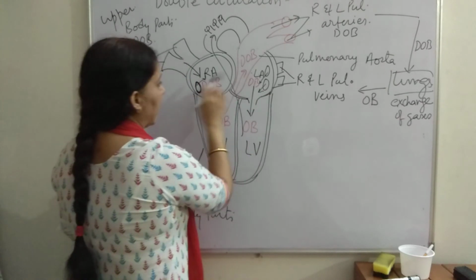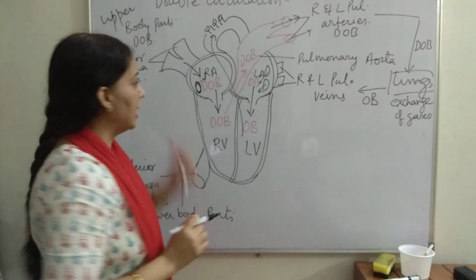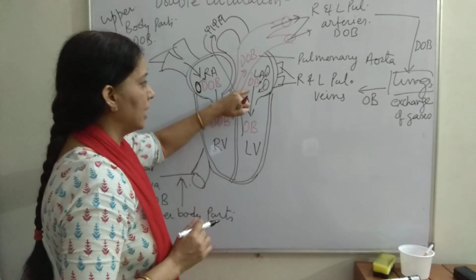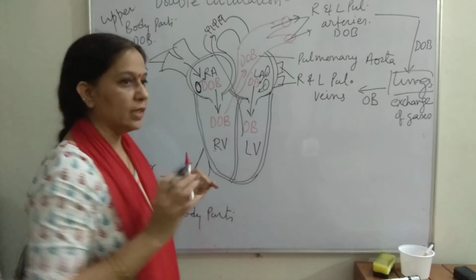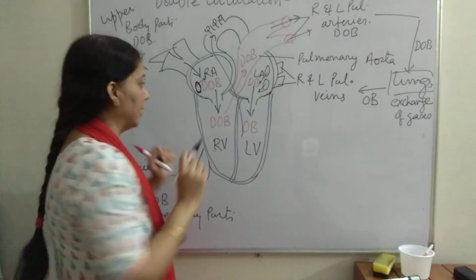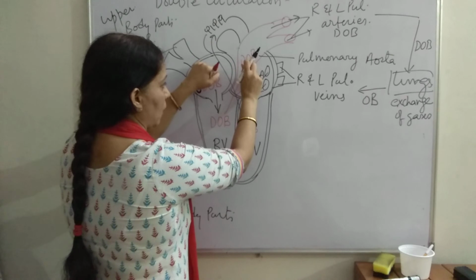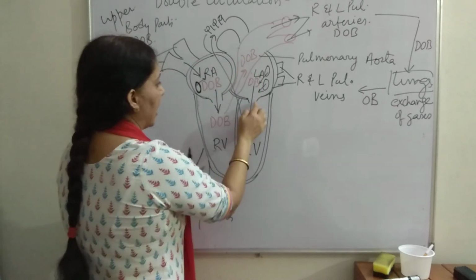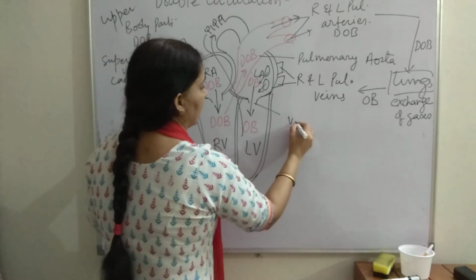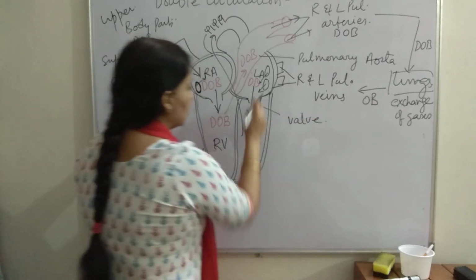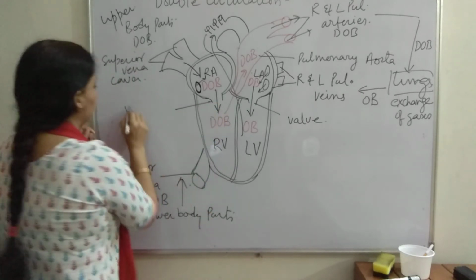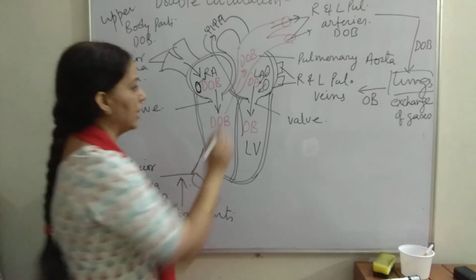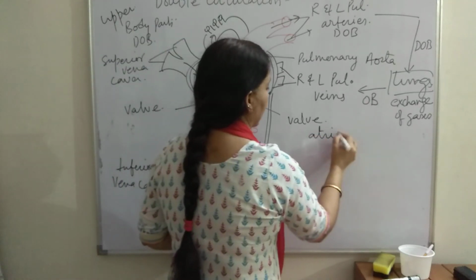Now, both the atria receive this blood simultaneously. The right atrium receives deoxygenated blood and the left receives oxygenated blood, and they both get filled at the same time. Now both of them contract. When they contract, they release blood into the ventricles by the opening of the atrioventricular valves. This valve and this valve, both are called atrioventricular valves because they are located between atria and ventricles.